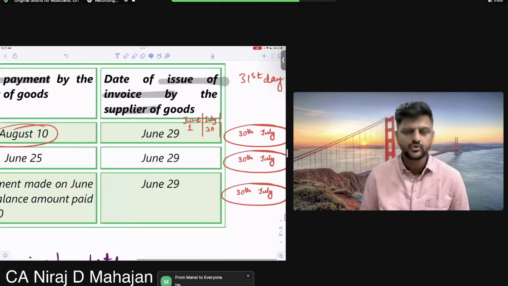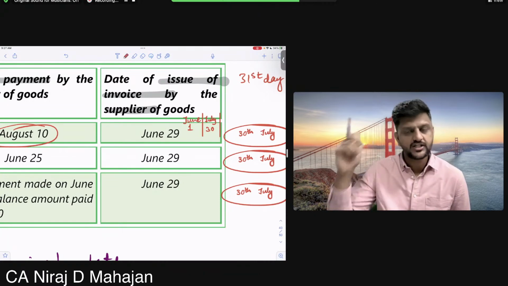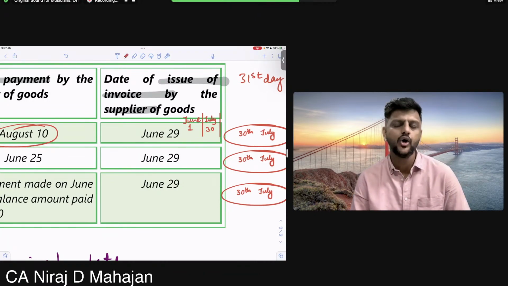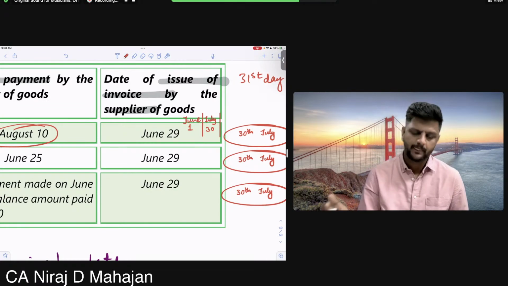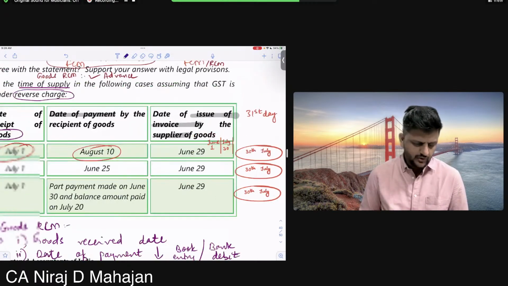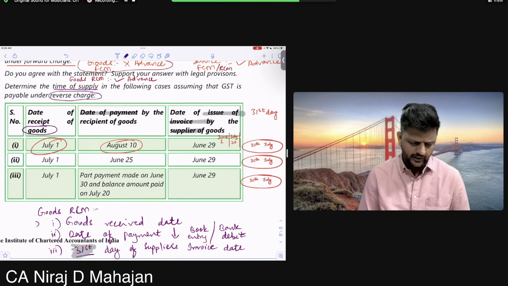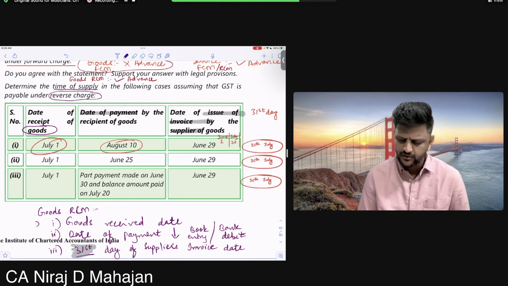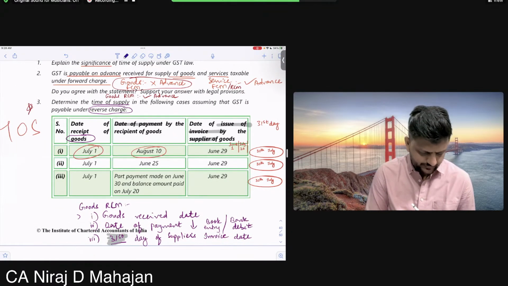Let us solve one by one. This is okay, children? For service it is the 61st day, correct? Goods, 31st day. So look at all the dates. Goods received 1st July. Payment 10th August. And your 31st day is what? 30th July. My time of supply is what? July 1. Agreed?